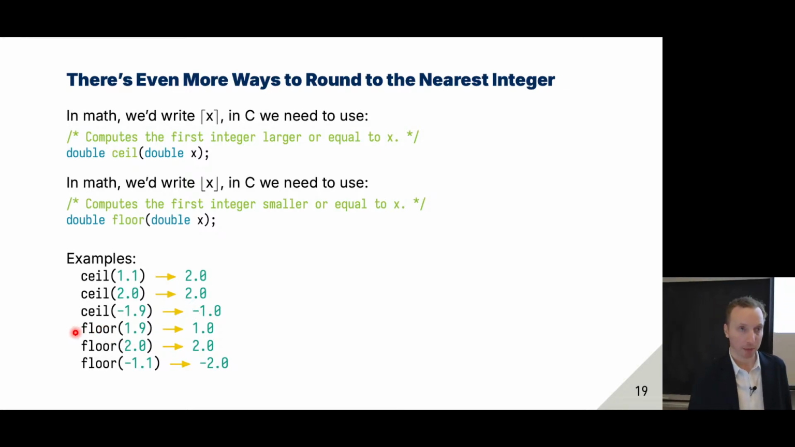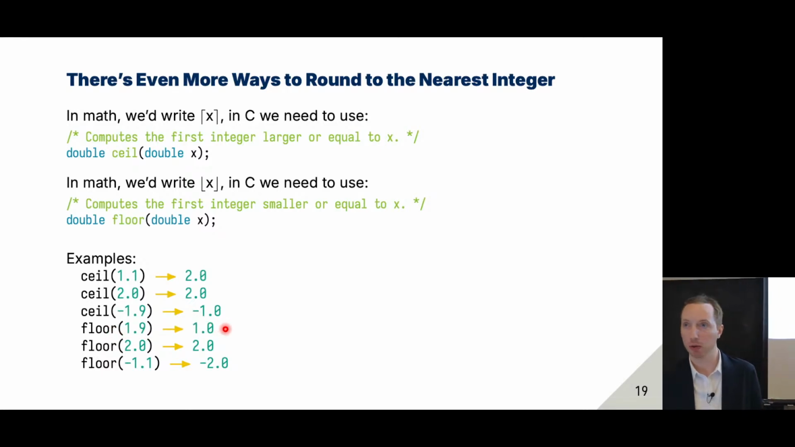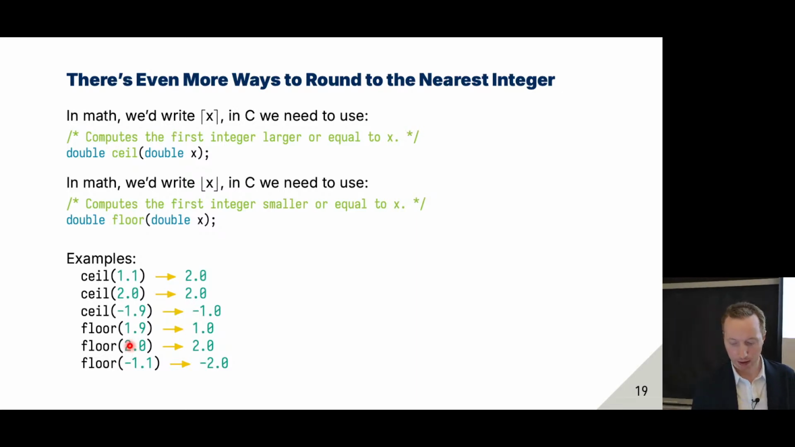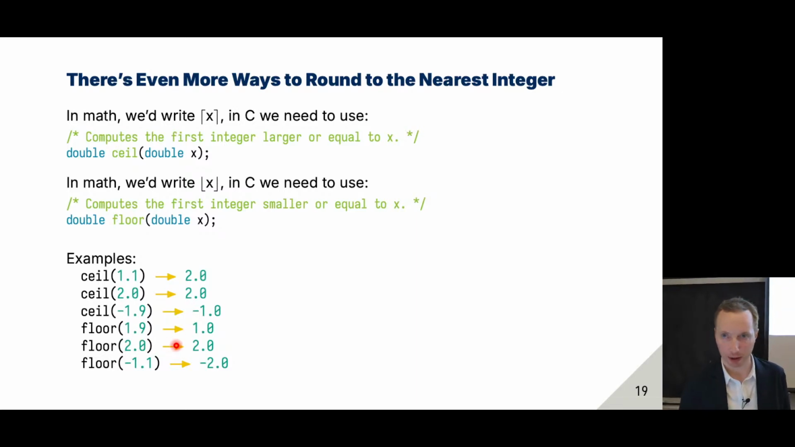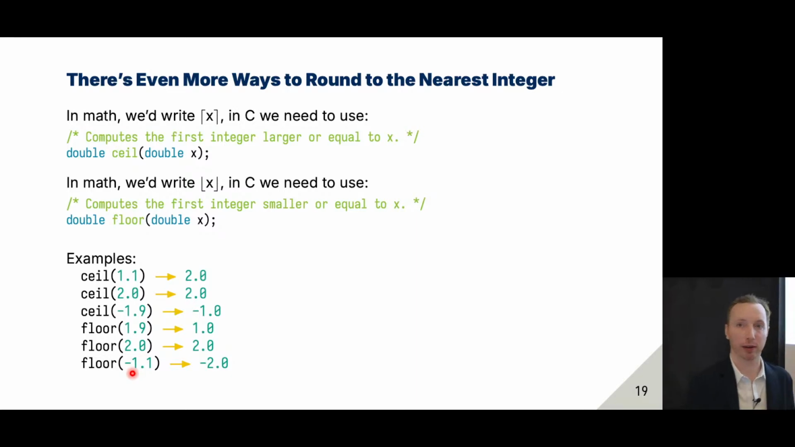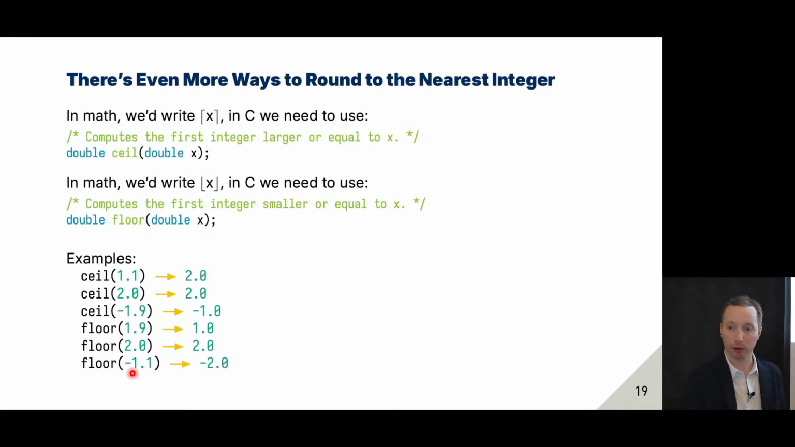Same deal with floor. If I floor 1.9, that goes all the way down to 1. Kind of looks like truncation a little bit if we remember truncation. If I floor 2, it's already an integer, so it stays the same. If I floor negative 1.1, it goes to the next lowest again. So it's either negative 2 or negative 1. In this case it's a floor, so negative 2 is smaller than negative 1, so it would be negative 2. Questions about that?